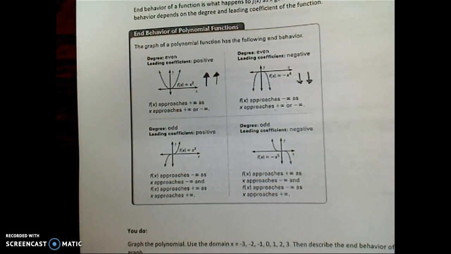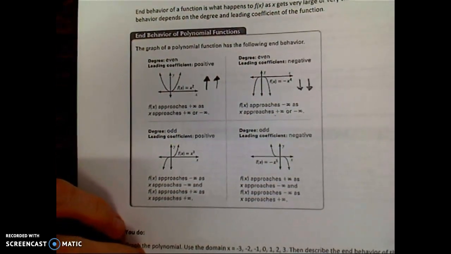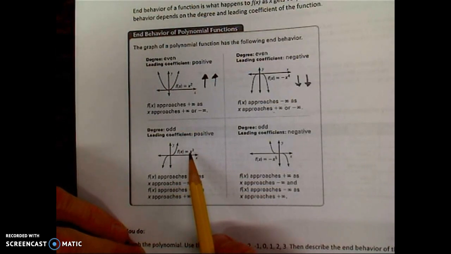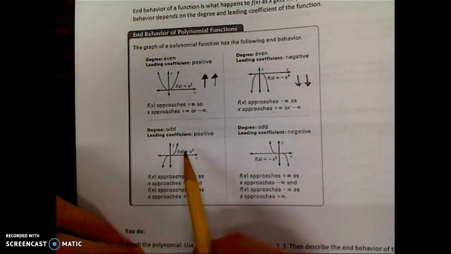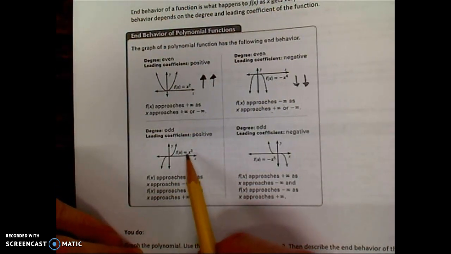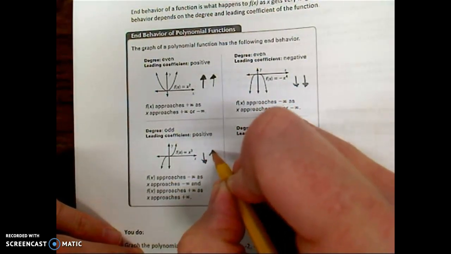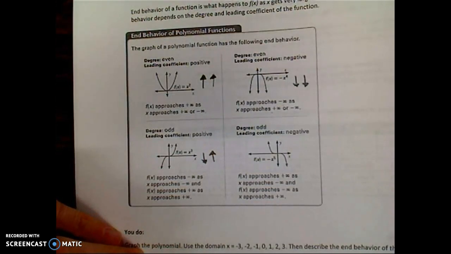Sometimes my students have a little bit of a struggle with the odd degree. So when the degree is odd, for instance, f of x equals x to the 3rd power. Leading coefficient positive, degree is odd. The left-hand side of this graph points down, the right side points up. The older way of saying it is f of x approaches negative infinity as x approaches negative infinity.